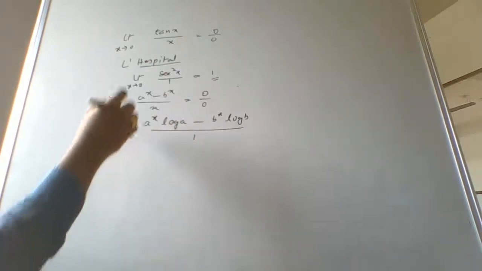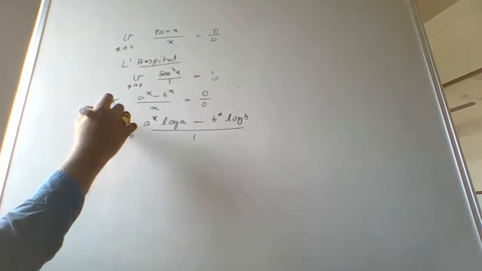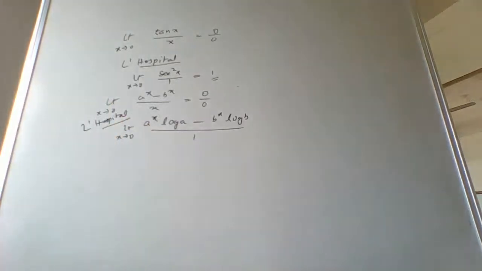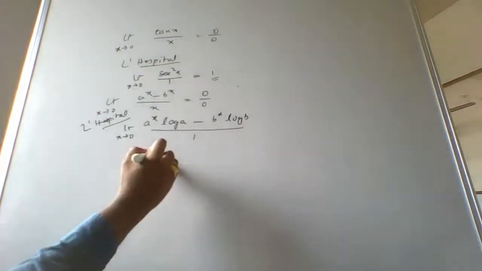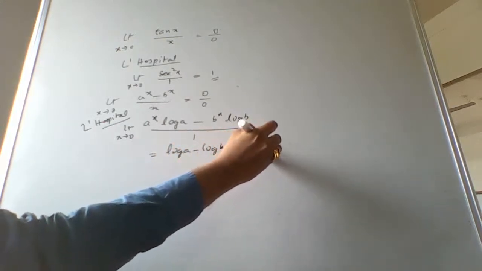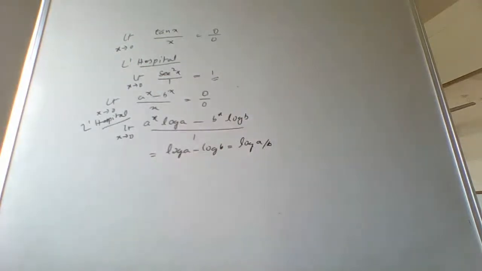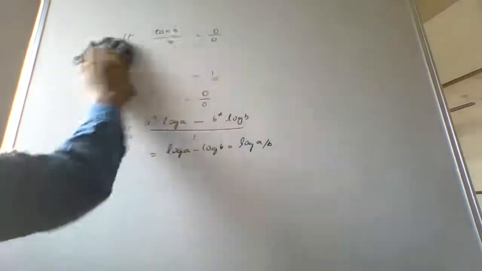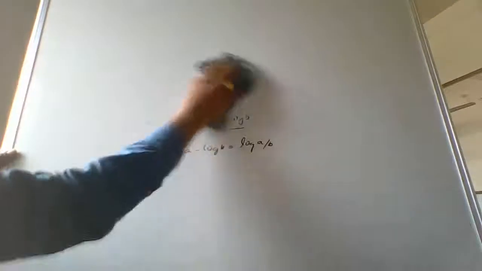So by using L'Hopital's rule, now let us substitute x as 0. So I get log a minus log b, which is log of a by b. So that is the solution for this. Let me try to solve another problem. Okay. The next problem looks like this: the limit as x tends to 0.